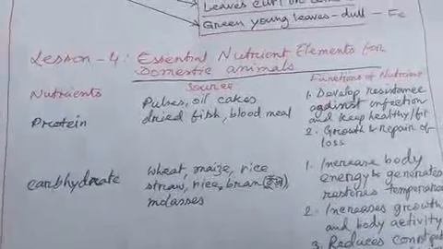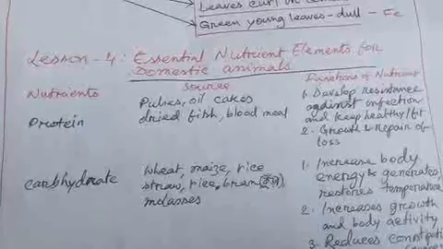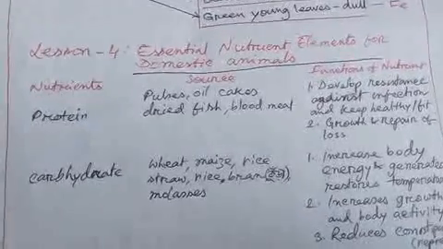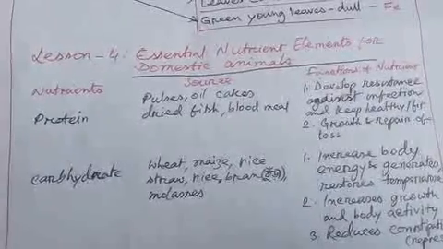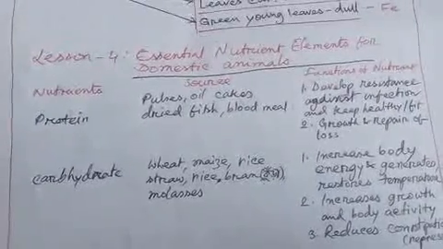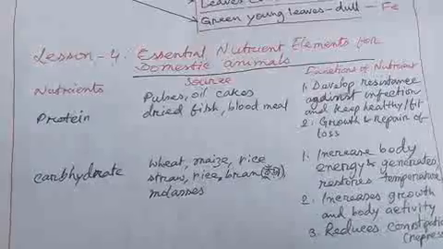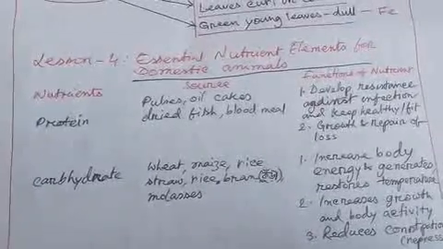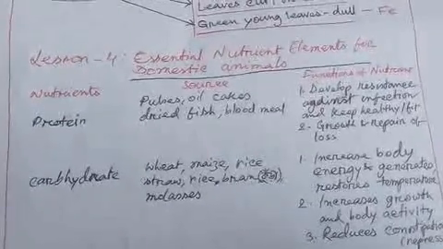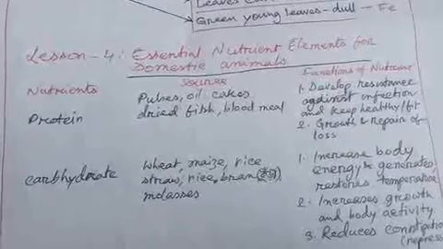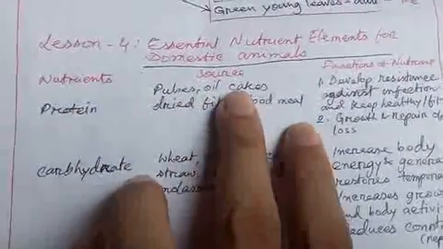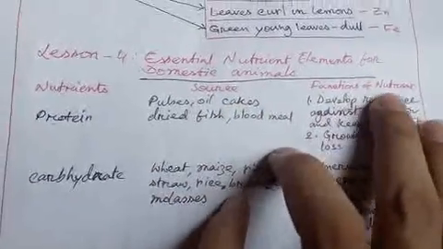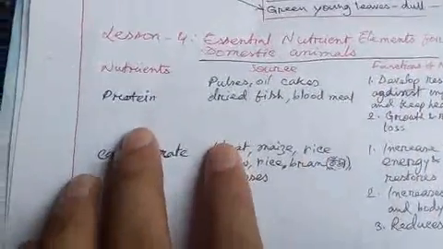Okay, lesson 4 is about essential nutrient elements for domestic animals. As you know, animal feed must contain all the essential, that means 6 nutrients, like human beings, 6 nutrient elements to support their body growth, repair of losses, and development of resistance to diseases. So let's discuss the nutrients and the sources, and of course the functions of nutrients. So let's start with protein.